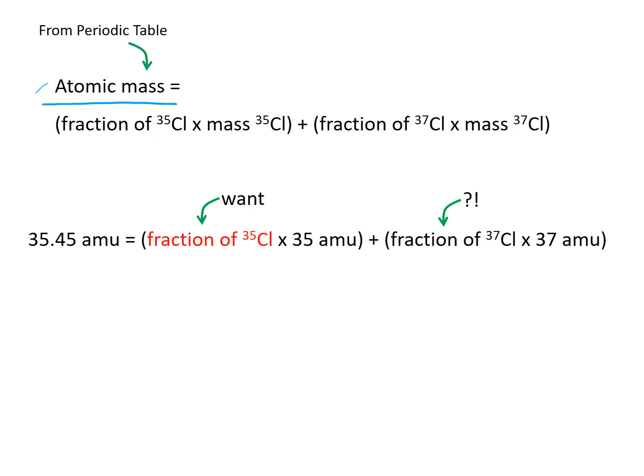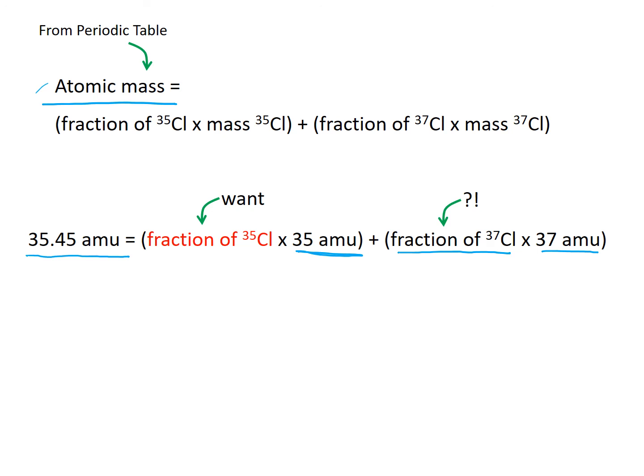Okay, so we know from the periodic table that a sample of chlorine, the atomic mass is 35.45 AMU. And we want to find the fraction of chlorine 35, or the decimal. We're going to times that by the weight of chlorine 35, so 35 AMU. And then in our problem, we weren't given the fraction of chlorine 37, but the mass of that is 37 AMU.